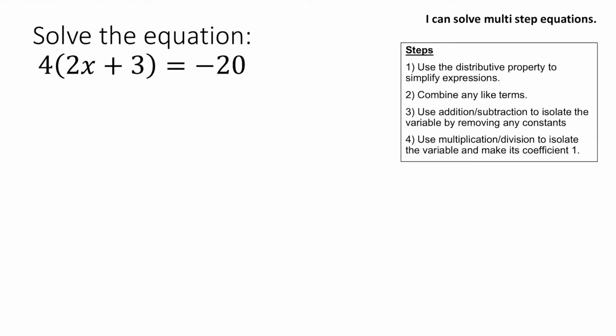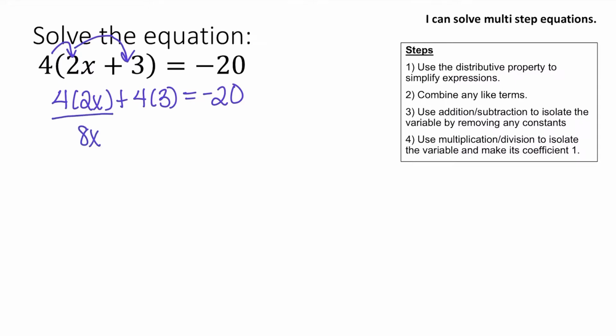So let's try solving this equation: 4 times (2x plus 3) equals negative 20. So we're going to start off with the distributive property. I'm going to distribute this 4 to whatever's within that parentheses. So that gives me 4 times 2x plus 4 times 3, and that equals negative 20. So 4 times 2x is going to be 8x, plus 4 times 3 is 12. So I get that equals negative 20.